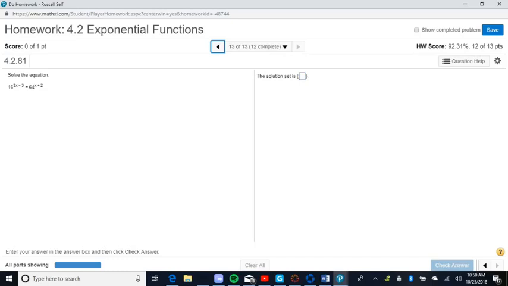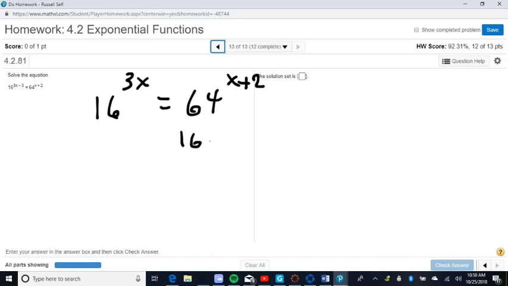We have 16 and 64. And again, what's going to happen here, 16 and 64, they're not the same base already. So 16 to the 3x equals 64 to the x plus 2. If you took 16 times 16, you're not going to get 64. So 64 is too big. But it's easy to see 16 as a 4 times 4, right? And 64, we know from experience, is 4 times itself 3 times. So this time we have a base of 4. That's not always going to be the case. You could have just as easily have bases of 5. Just depends on your numbers.